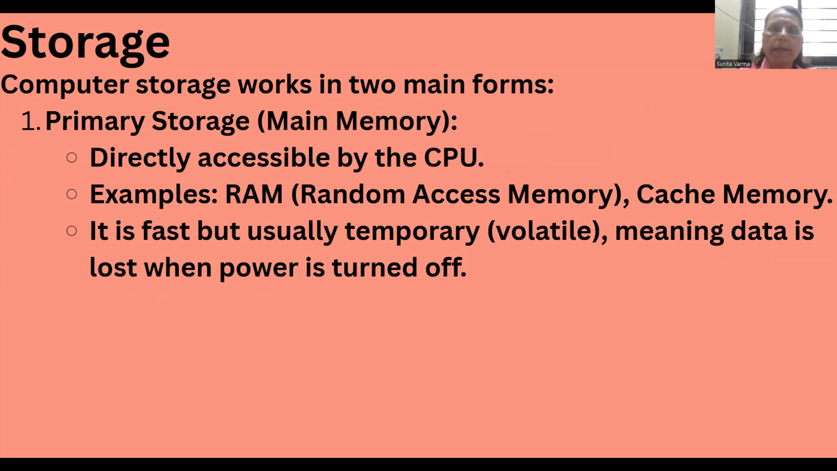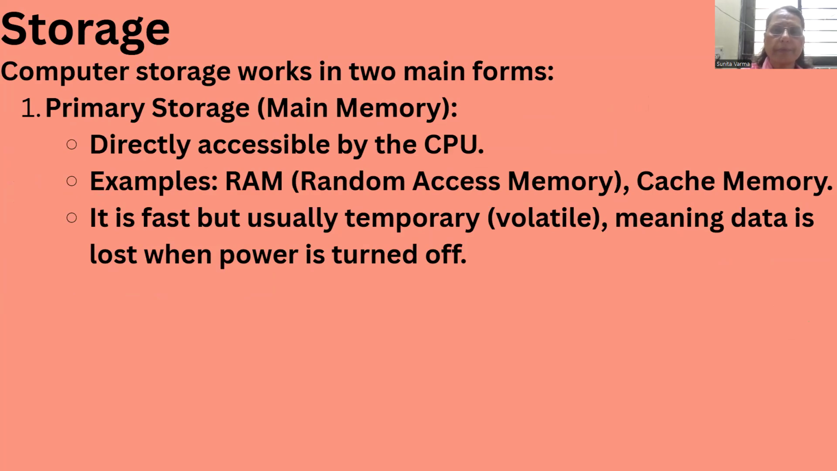Primary storage, commonly called the main memory of the computer, and the central processing unit access the data and the instruction only from the main memory. The examples of the main memory are random access memory and cache memory. They are very fast, but the problem is that they are very volatile in nature.